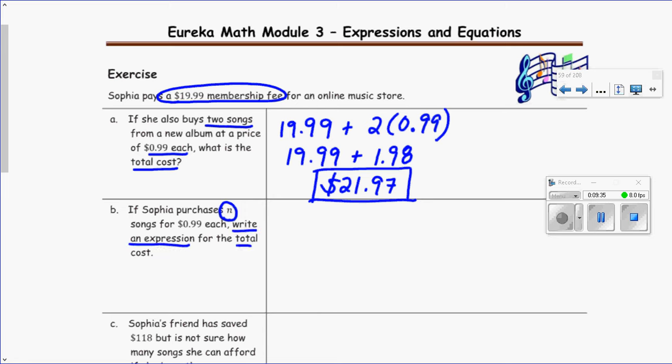for the total cost. Remember, we still have that membership fee. So it's $19.99 plus, we don't know how many. We can write it as n times 99 cents, but usually you're not going to see it that way. Usually you're going to see it like this: 99 cents times n. Okay, so to get used to seeing it algebraically, most of the times, the variable term comes first, but it won't affect it because this is a positive 19.99 plus 99 cents times each song.